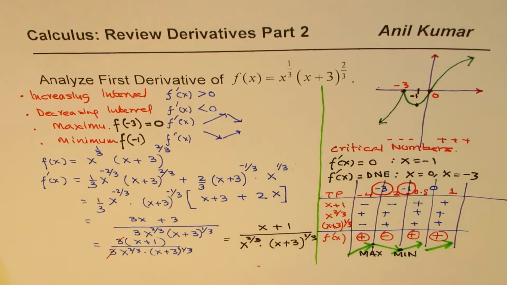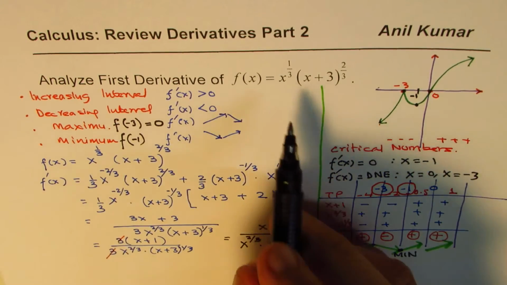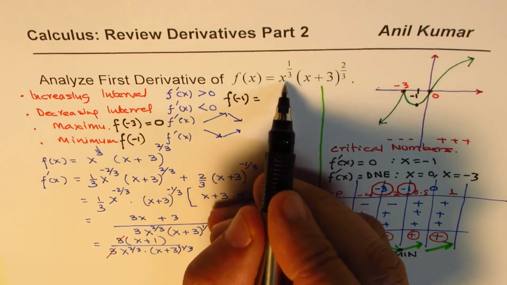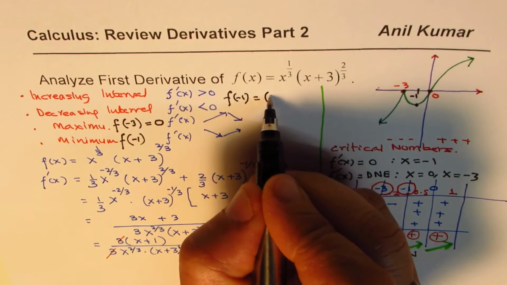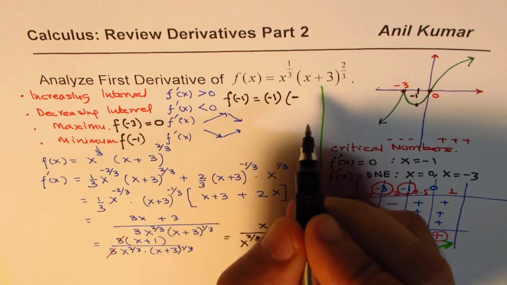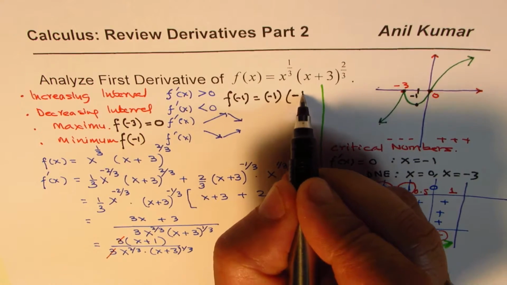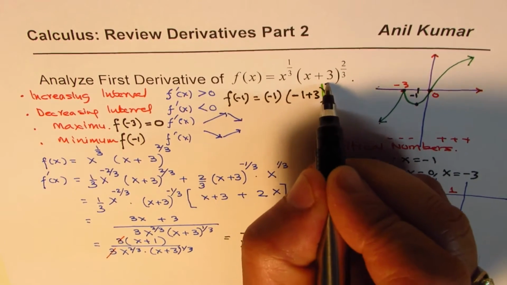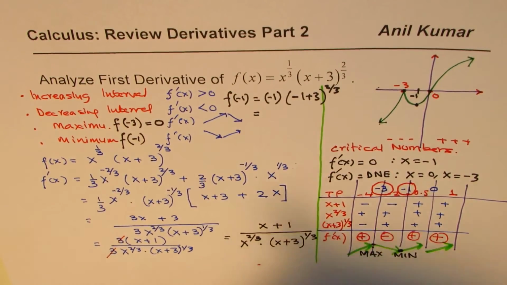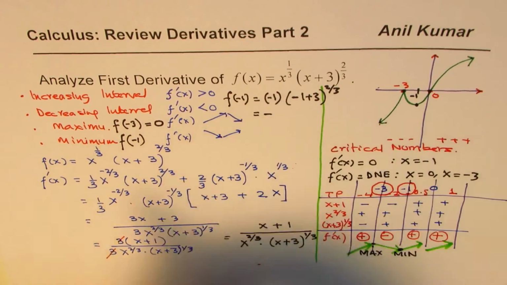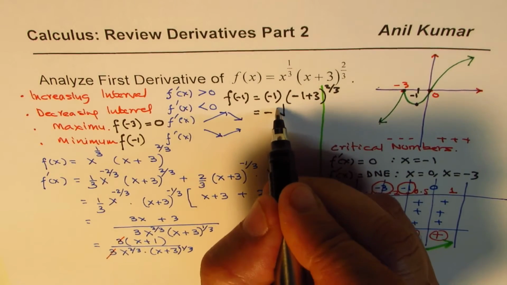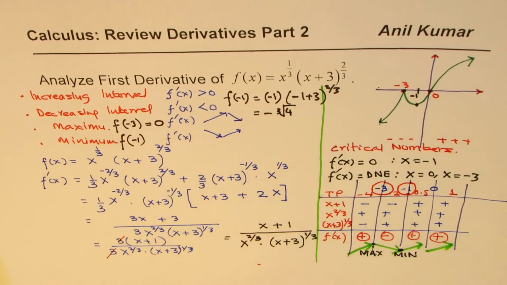Now we need to find its value, right? So let's substitute minus 1 here. So what is the value of f of minus 1? The cube root of minus 1 is minus 1. And then if I write minus 1 here, I get minus 1 plus 3 to the power of 2 over 3, right? So that is equal to, it's definitely negative since this is negative. This is 2 squared, that is the cube root of 4, right? So that is what it is.